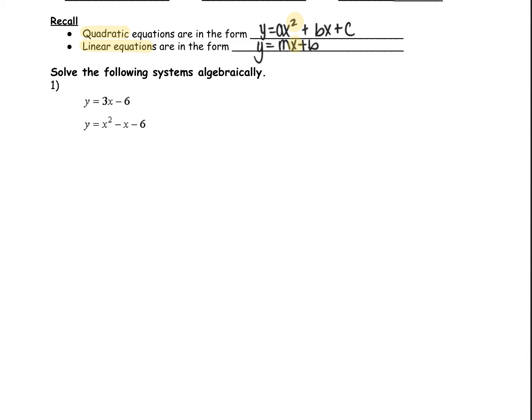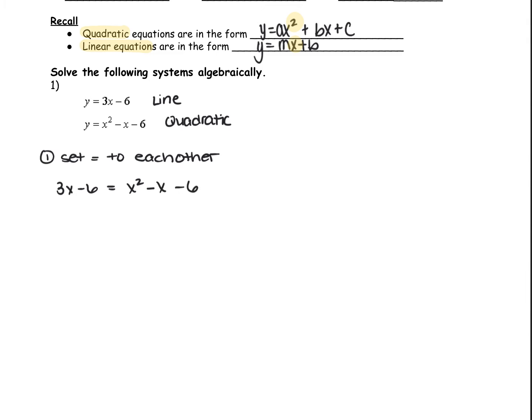So notice this first one is in y equals mx plus b, and our second one is in y equals ax squared plus bx plus c. So it helps us to know that this one is our line and this one is our quadratic. The way we're going to solve this is because they're both set equal to y, we're going to set them equal to each other. So step one, set equal to each other. So we have 3x minus 6 equals x squared minus x minus 6.